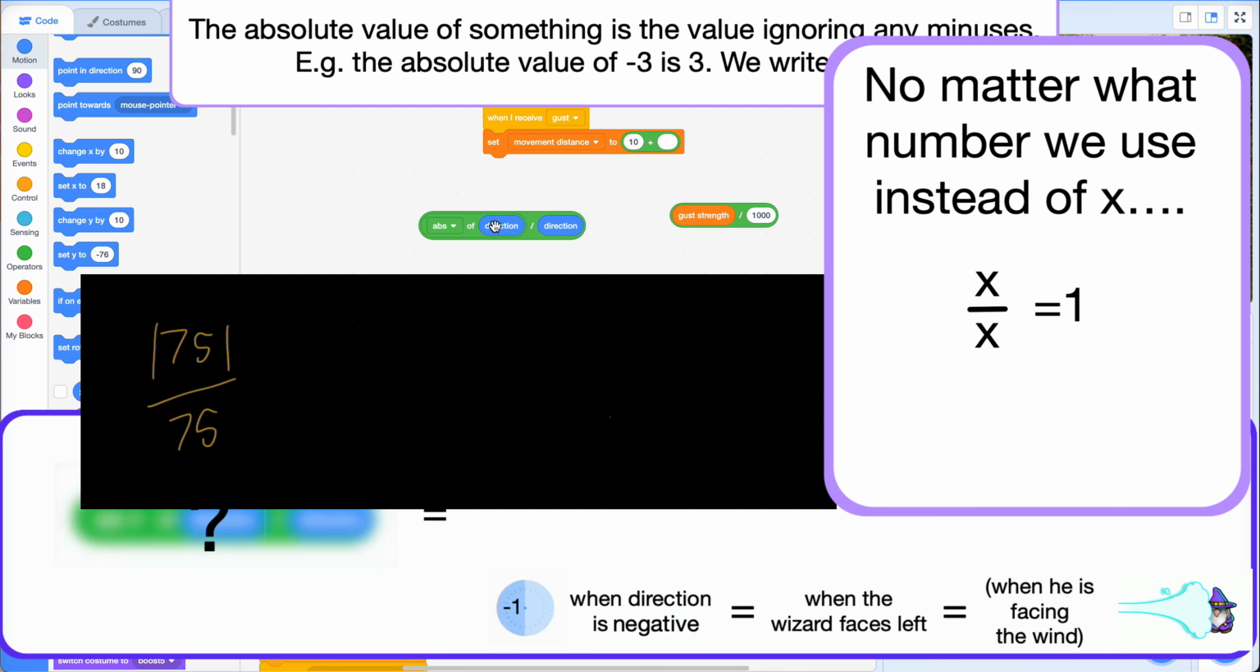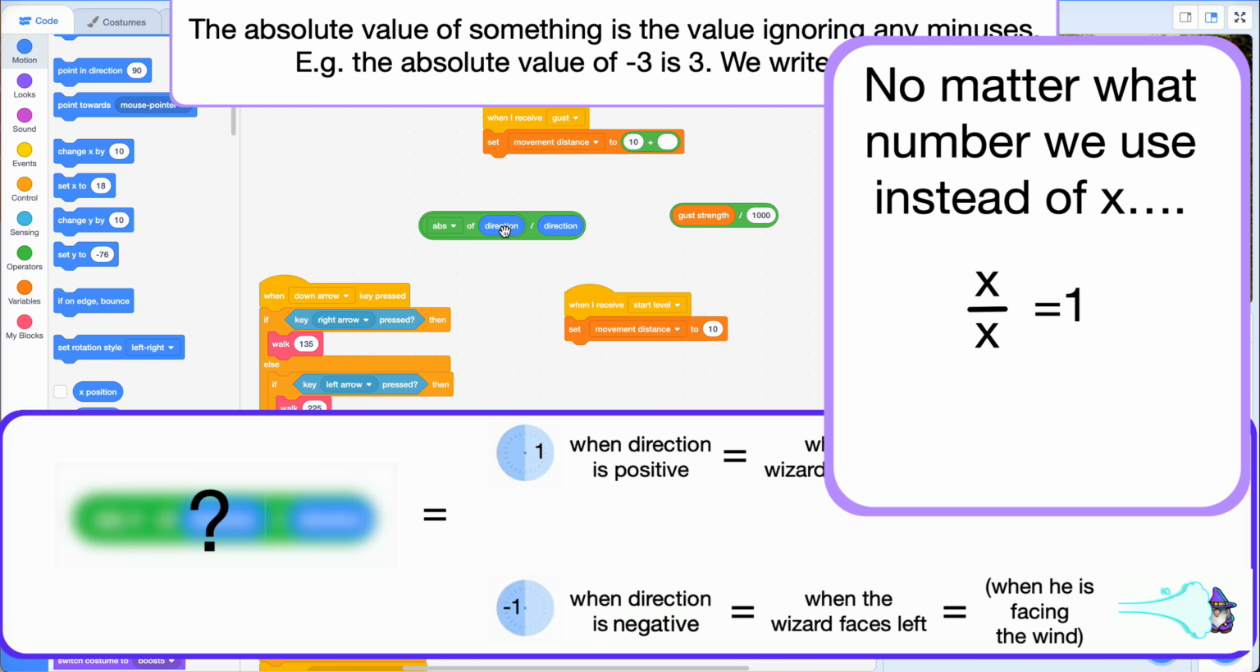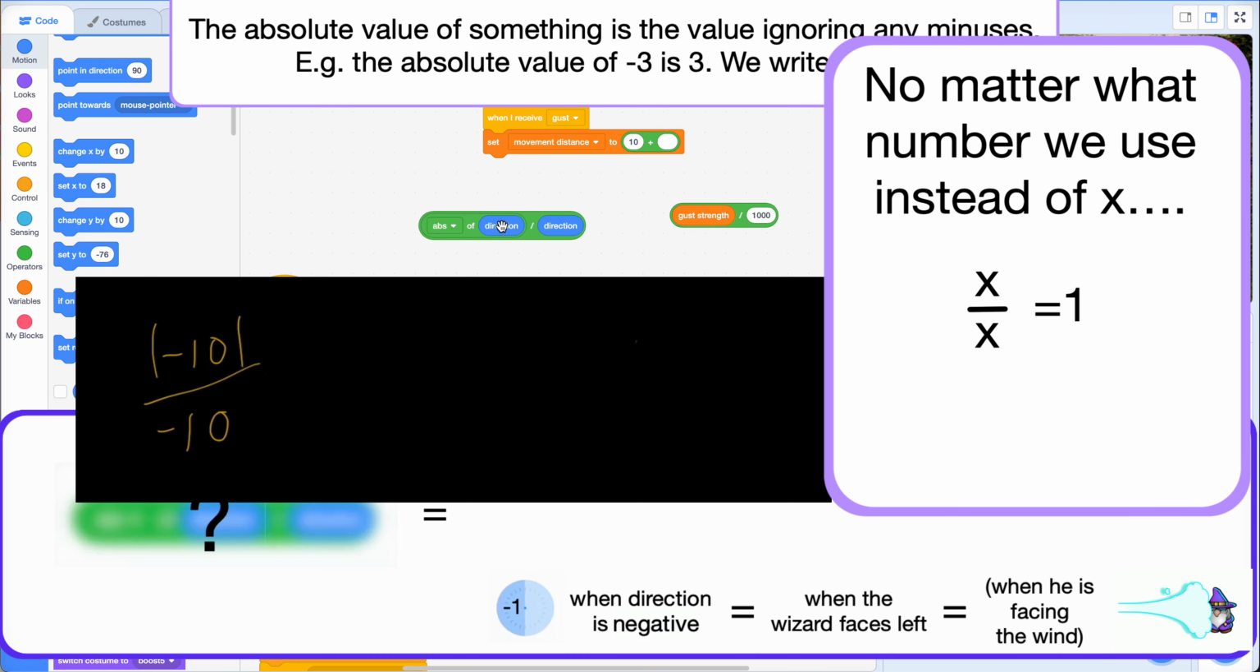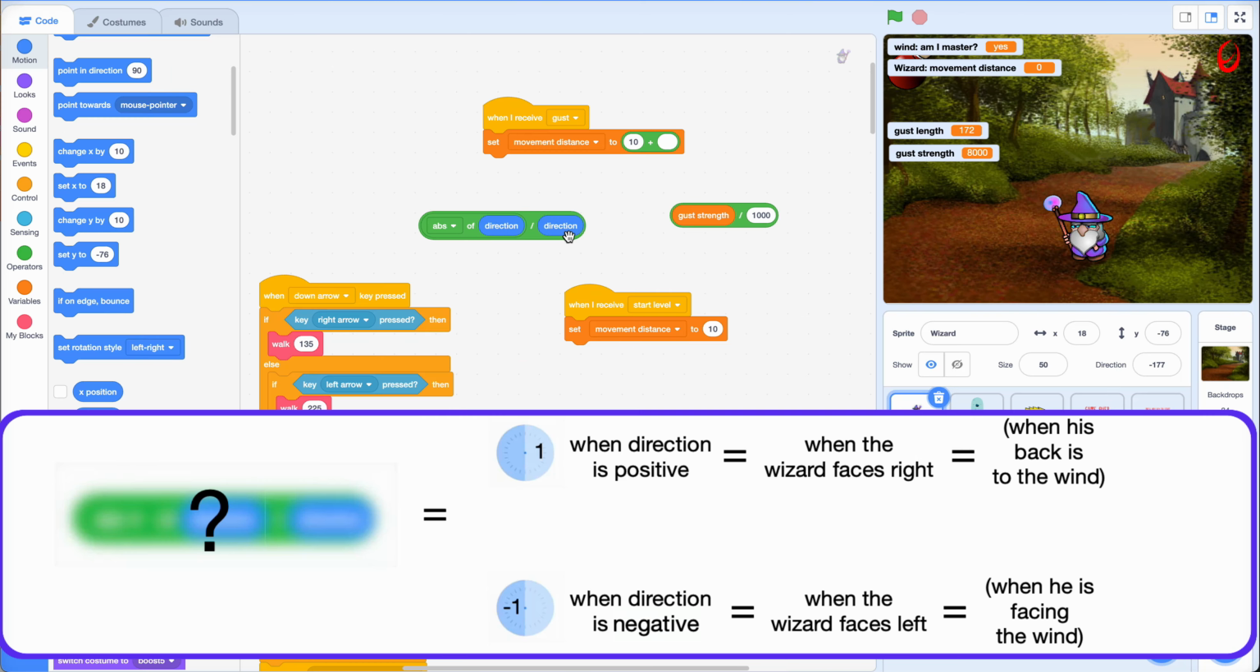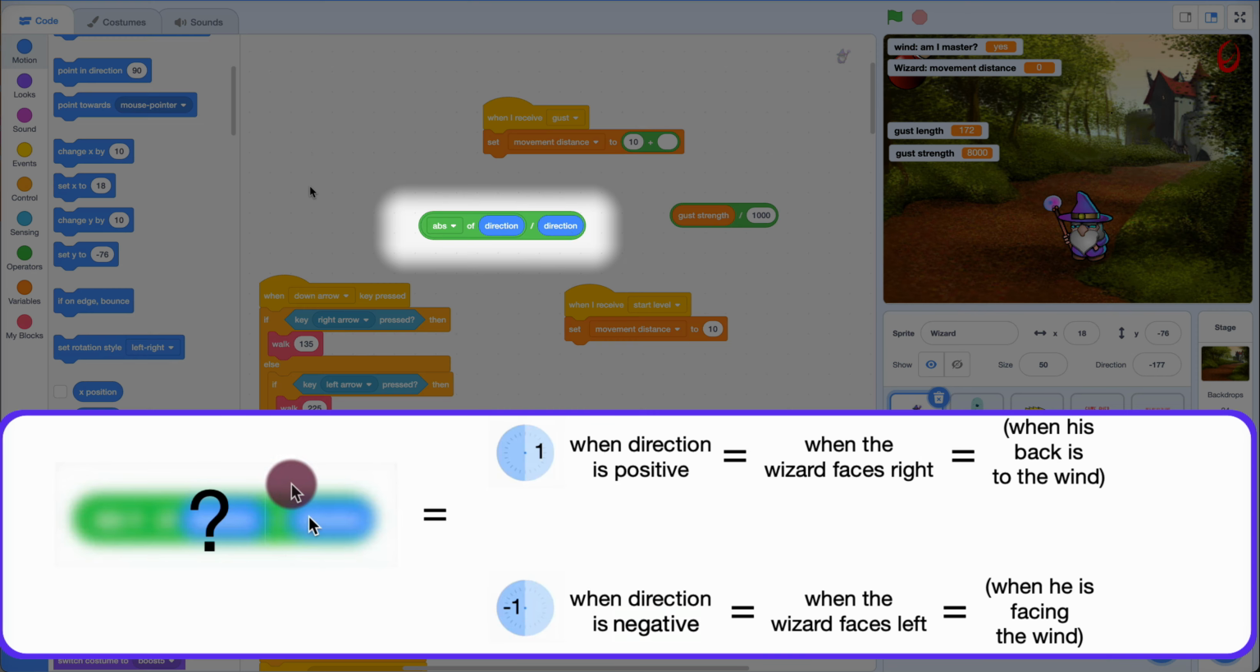If it's 75, the absolute value of 75 is 75. 75 divided by 75 is 1. So it's always going to be 1 if direction is positive. But if direction is negative, let's say it's minus 10. Well, what's the absolute value of minus 10? It's 10. What's 10 divided by minus 10? Minus 1. And so whenever this is negative, it's going to return minus 1. So this is the function we've been looking for.